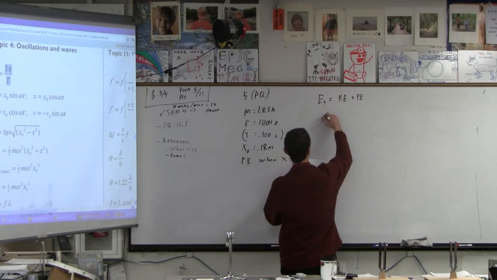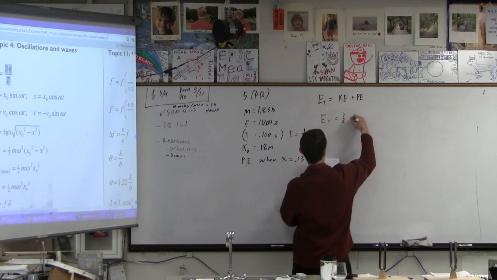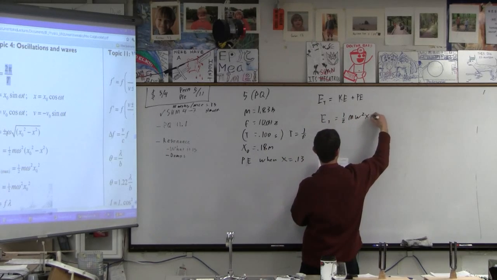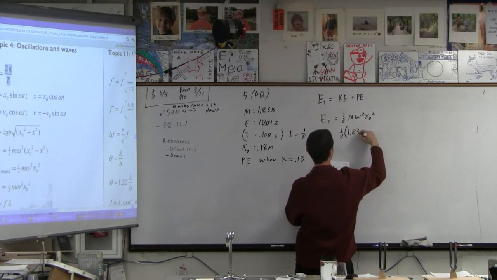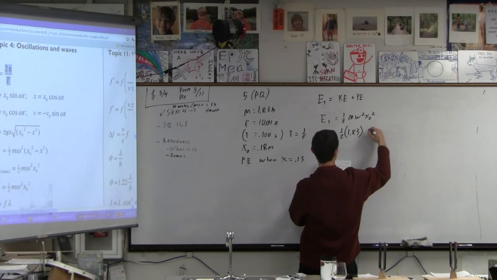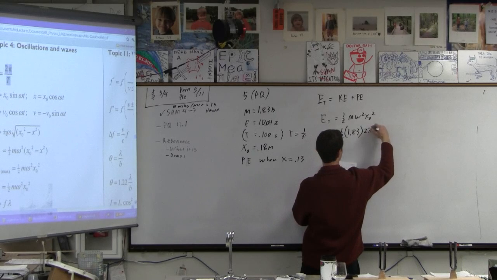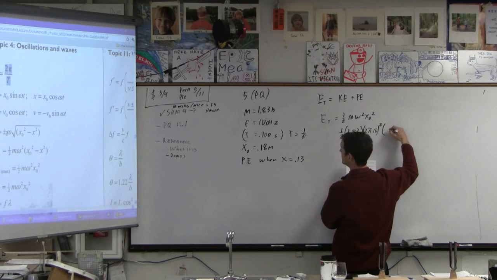So my total energy is 1/2 m omega squared x naught squared. So 1/2 times 1.83, and then omega is basically 2 pi times 10, squared, and then the amplitude is 0.18. Is that right?